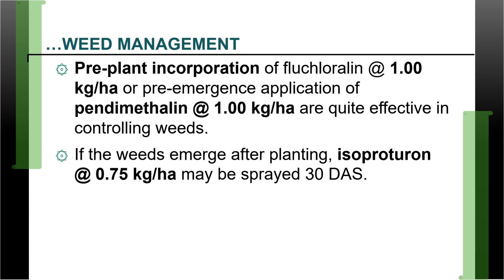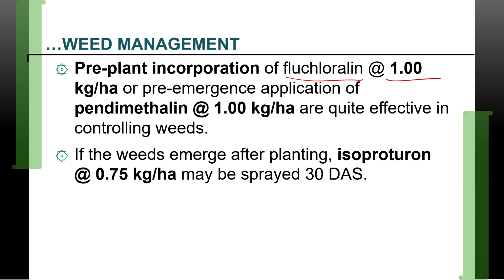And pre-plant incorporation of fluchloralin at the rate of 1 kg per hectare. So this 1 kg per hectare means fluchloralin active ingredient. This is 1 kg. It should be pre-plant incorporated. This is interesting. It can control the weeds before the germination of the crop.